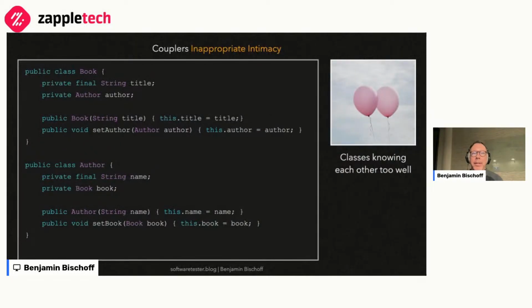I love the name of this code smell, inappropriate intimacy. It's about classes that know each other too well. Like this book. We have a book class which has an author, and we have an author class. And this author knows the book. So we have a circular reference here. We have a book knowing its author and the author knowing the book. Of course, a book could have multiple authors, and an author could have written multiple books. So this is really inappropriate intimacy that shouldn't be, because it just ties us into this one relationship.